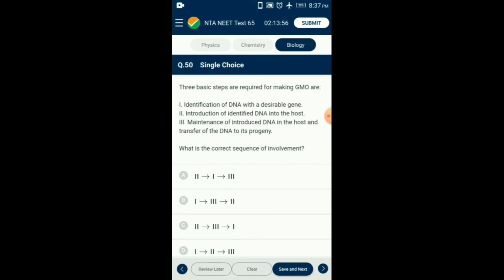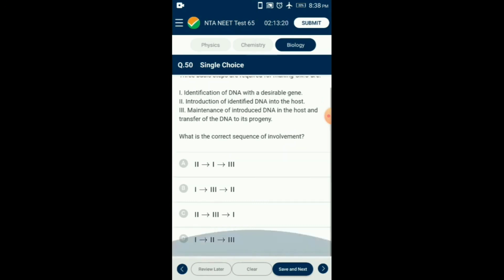Question number 50. Three basic steps are required for making a GMO. GMO means genetically modified organism. What is the correct sequence of involvement? For genetically modifying an organism, a specific desired gene is to be isolated. This desired gene should be introduced in a specific host cell where it can multiply and get transferred to all of the progeny cells. So the correct sequence is option D. 1 is followed by 2, 2 is followed by 3.